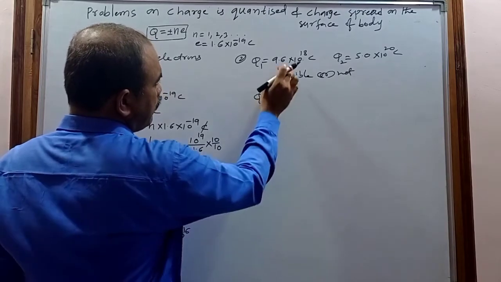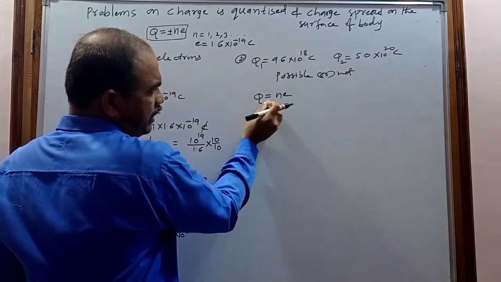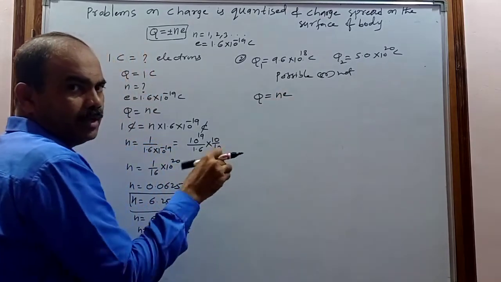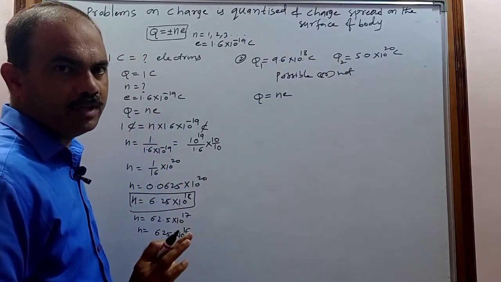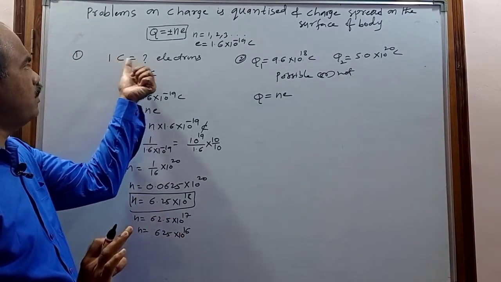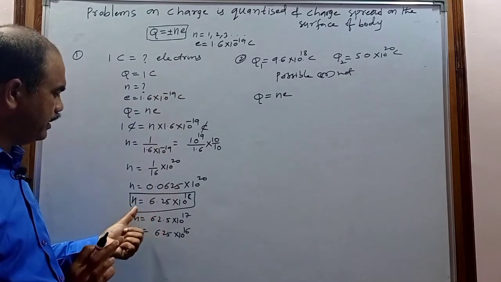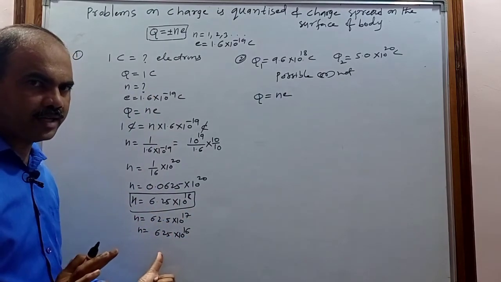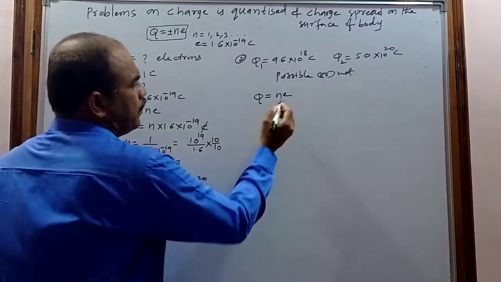Here Q is given. If I find the value of n, the number of electrons, it must be an integer. It must be in the form of an integer, not a fraction. So Q = ne.